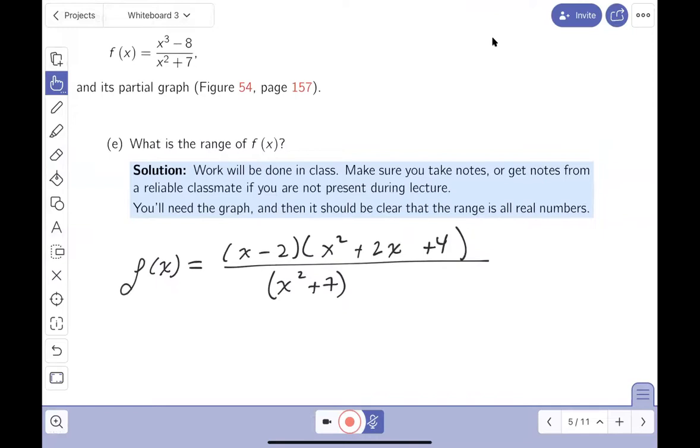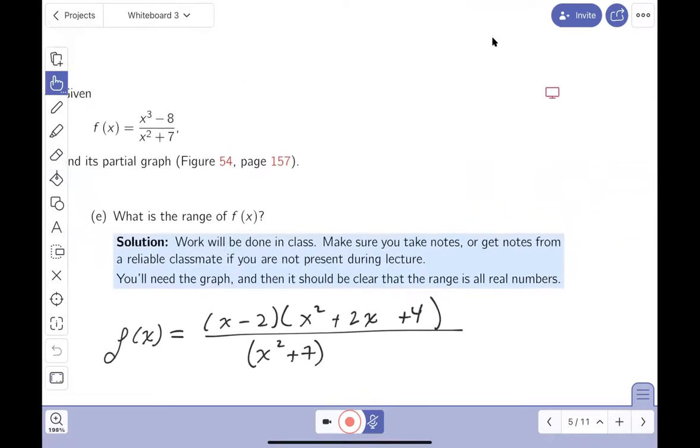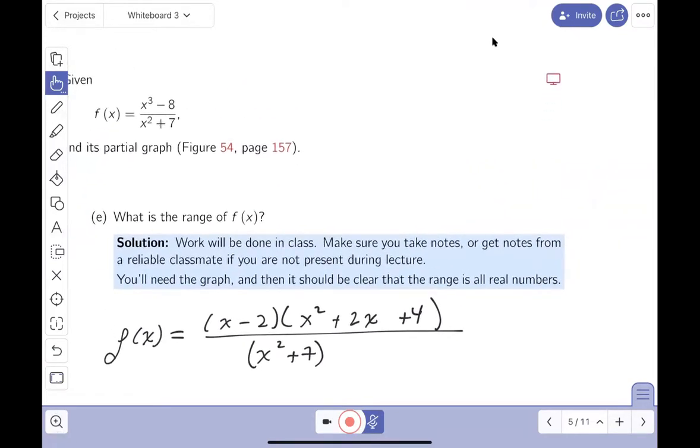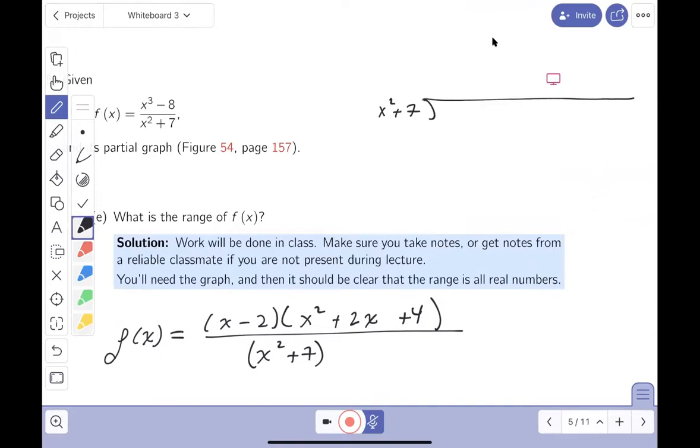If I said the degree of the top is 1 more than the degree of the bottom, divide through, do a long division. I'm going to put that down for you, so I'm going to write this over on the side. I'm going to take x squared. It's tough. Where'd you learn long division? Well, certainly when you're in grade school, but then it's reinforced in algebra.